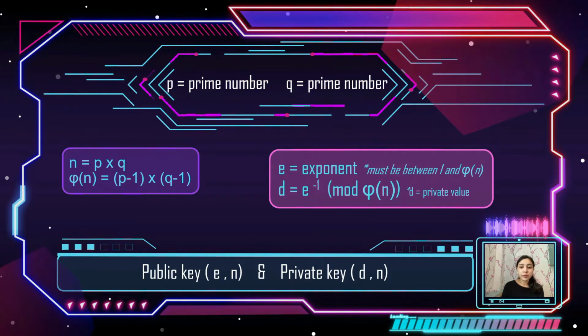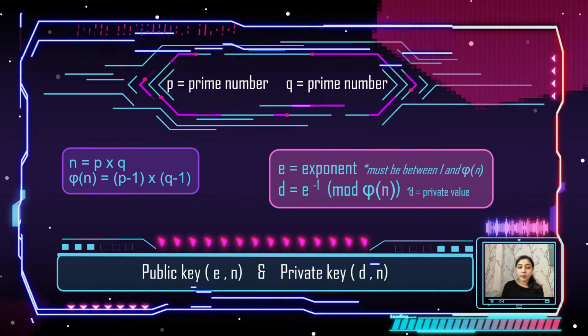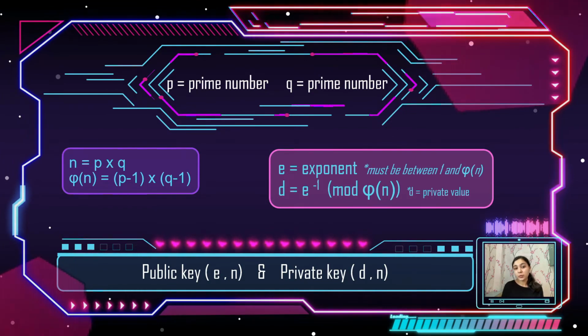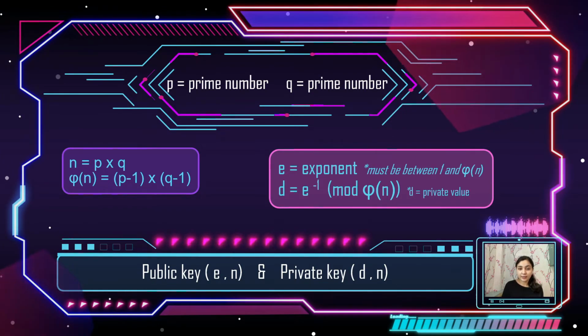Once we have all these formulas, now we can actually establish what we are going to call a public key and a private key. So the public key consists of E and N. However, the private key consists of two components, which are D and N.